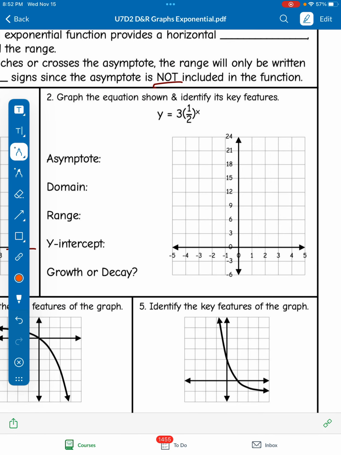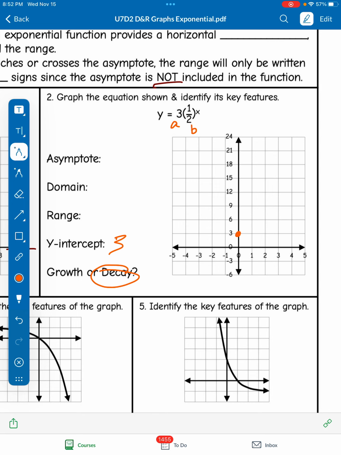Let's do number 2. Graph the equation shown and identify its key features. What's the y-intercept? 3. What's the growth or decay rate? 1/2. Well, since it's 1/2, what does that mean? Decay. What is the y-intercept? We already said it was 3.